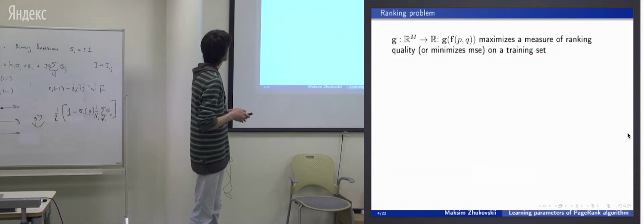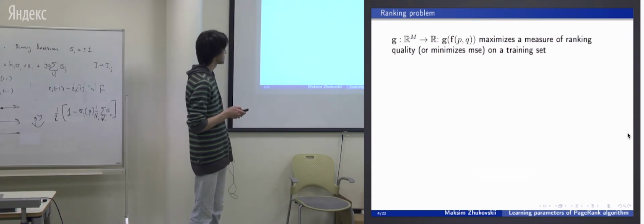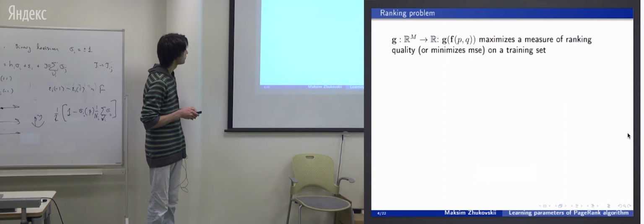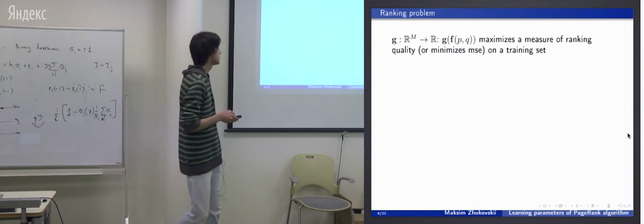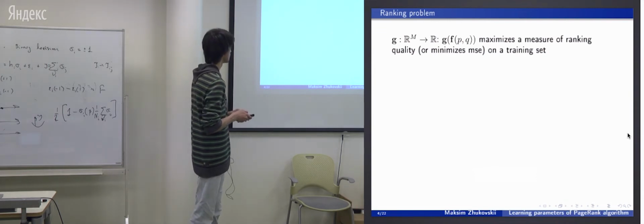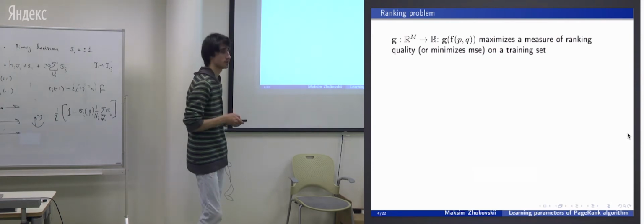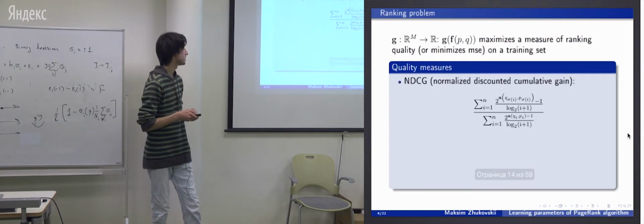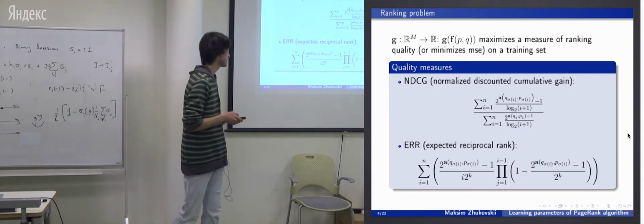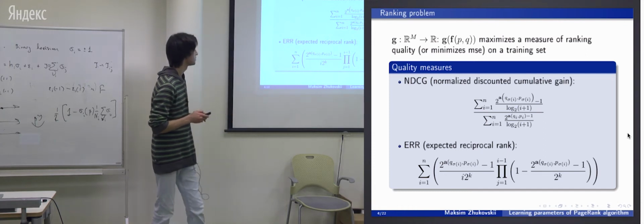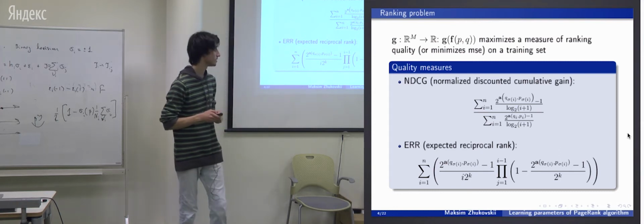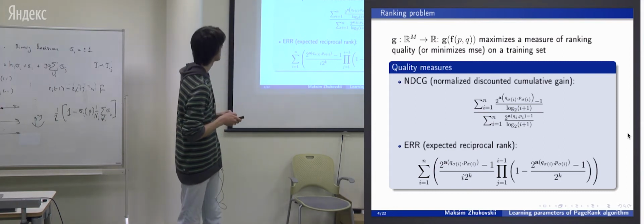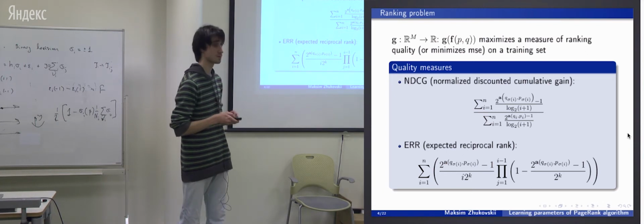And the ranking problem is the following. We want to find such a function g that g of f maximizes some measure of ranking quality, or for example minimizes the mean squared error on a training set. Usually measures of ranking quality are discrete, for example NDCG and ERR. It doesn't matter, I don't want to define these measures, because in our study we use only continuous measures.